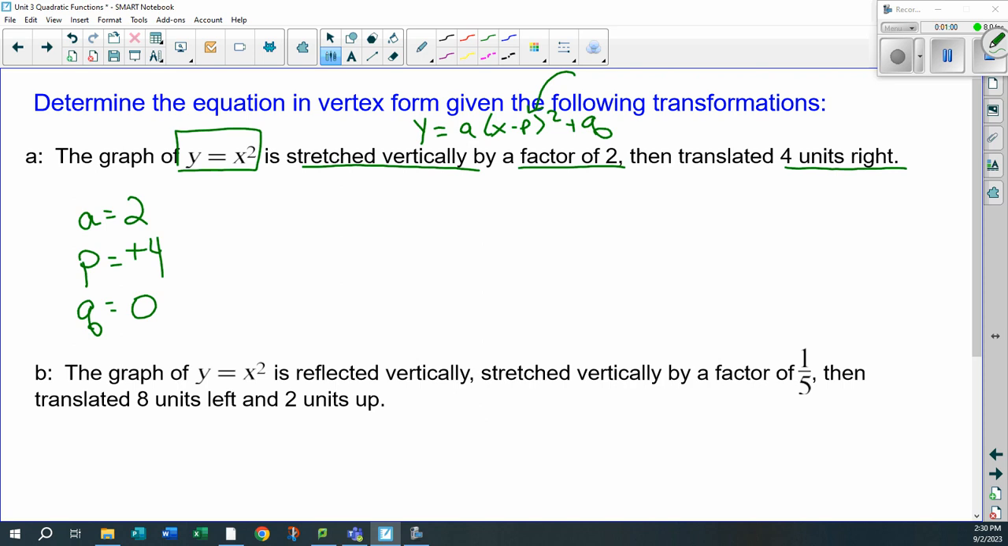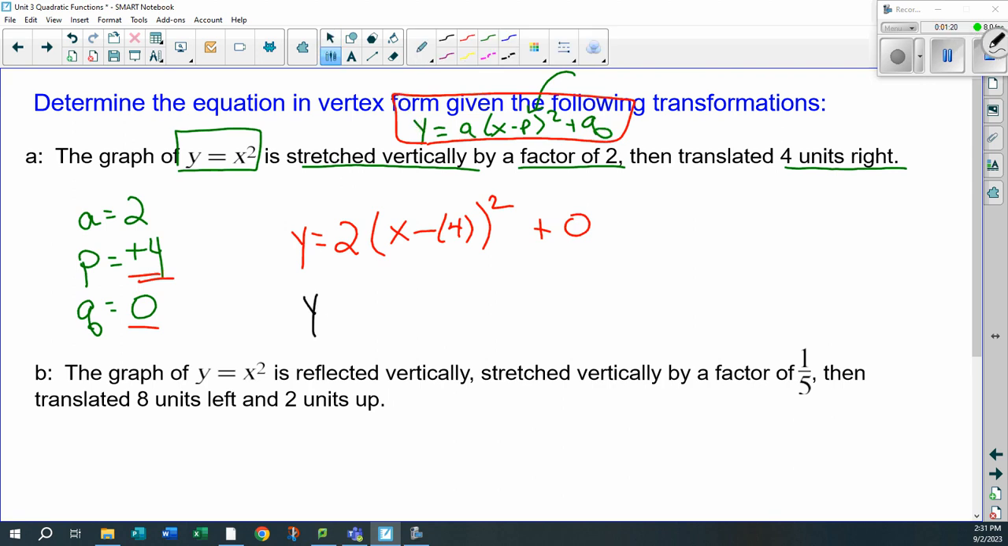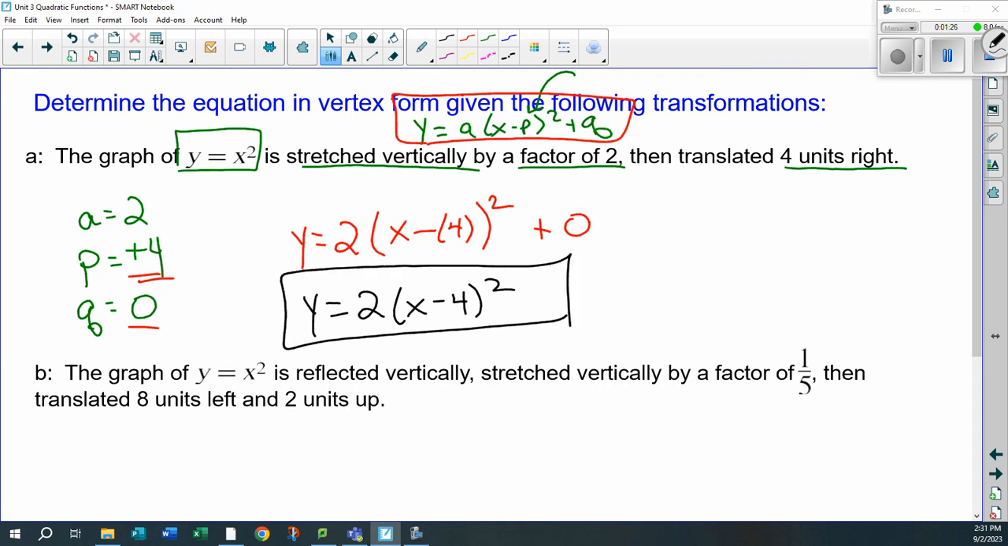So now all you got to do is punch it into this wonderful little formula. y equals a, which is 2. There it is, x minus p, where p is in fact 4, squared, and q is in fact 0. Now clean it up. y equals 2(x minus 4) squared. Don't have to put the 0. There's your formula. Isn't that cool?